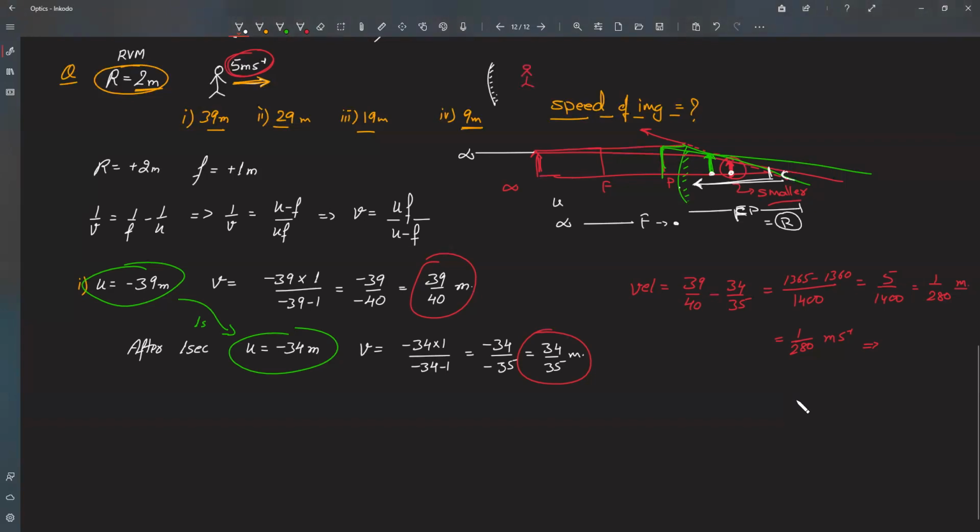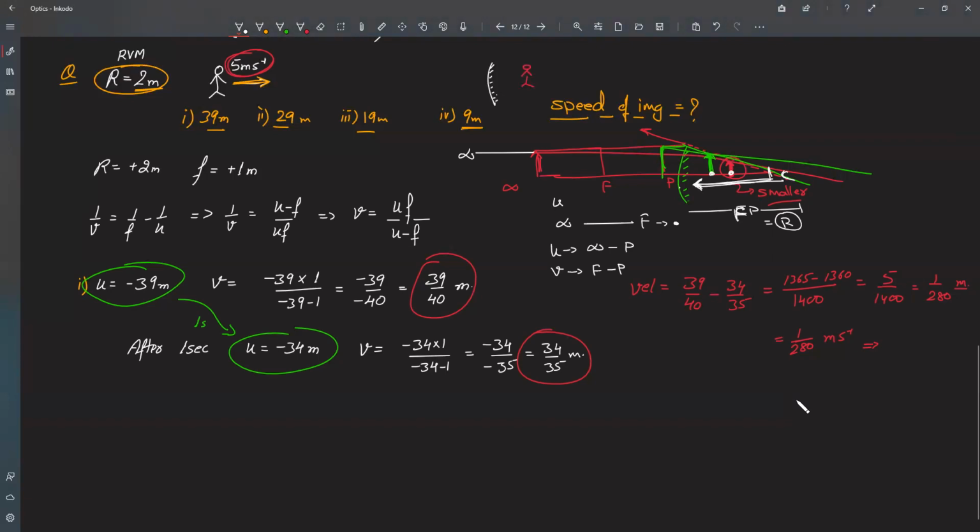And as the object approaches the mirror, you see that the image will also try to move towards the mirror in the backward direction. So when the object is traveling from infinity to pole, in the same time, the image has traveled from focus to pole.